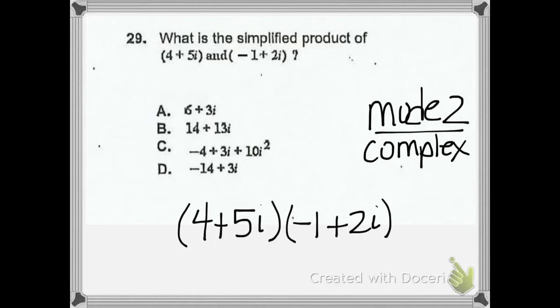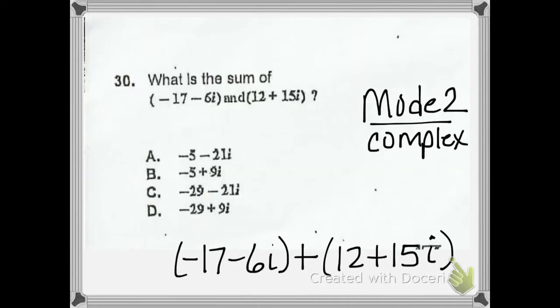29. What is the simplified product of 4 plus 5i and negative 1 plus 2i? Now remember, again, you need to be in mode 2 for i's. And product means to multiply, so you're simply going to put it in the calculator exactly like this to get your answer. So my answer should be D, negative 14 plus 3i. Number 30. What is the sum of negative 17 plus 6i and 12 plus 15i? Again, whenever you have i's, you need to be in mode 2. Sum tells you that you're supposed to add, so you want to put it in the calculator exactly like this. And your answer should be negative 5 plus 9i, which would be B.